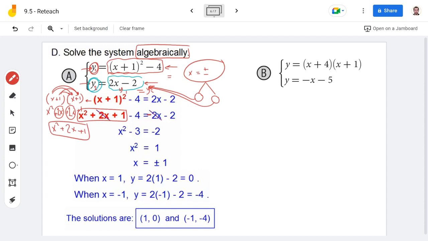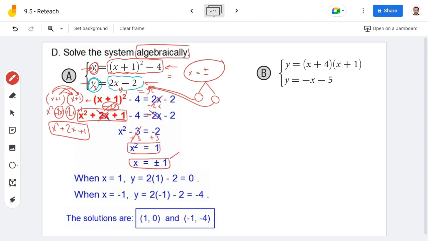Now subtract 2x from both sides, so you can cancel the 2x out. Now it remains positive 1 minus 4, which is equal to negative 3. We need to find x, so we add 3 to both sides and cancel the negative 3. Now negative 2 plus 1 gives negative 1... sorry, the values are 1 and negative 1.